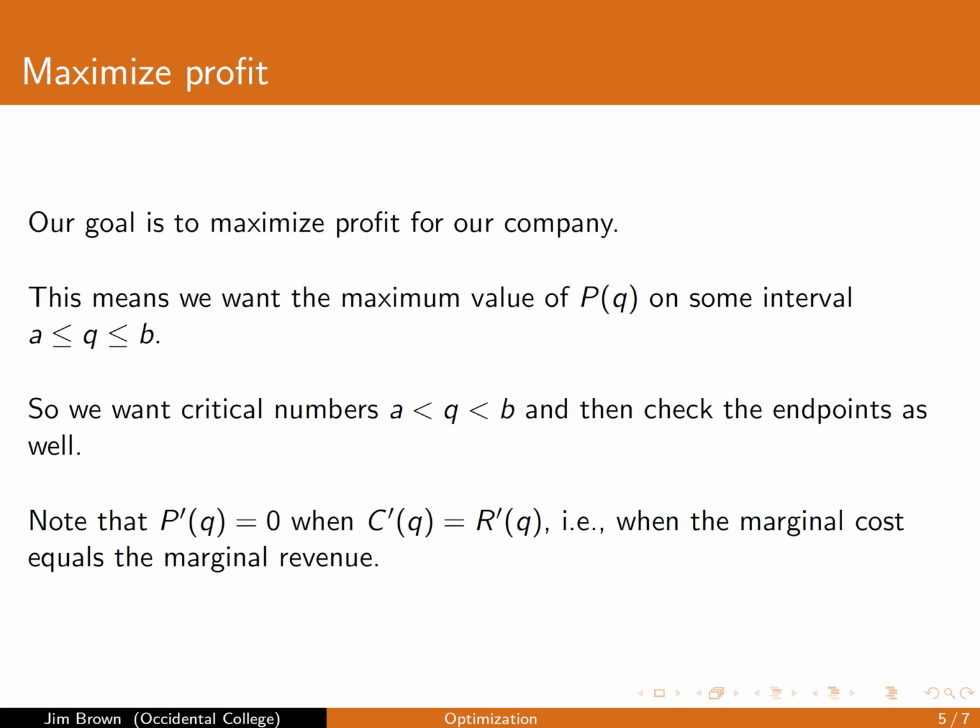One thing to note here is remember that P of Q is R of Q minus C of Q. So P prime of Q is R prime minus C prime. That means when the derivative of the profit is equal to 0, that's when the marginal cost is equal to the marginal revenue. And that will give us our critical numbers inside the open interval.